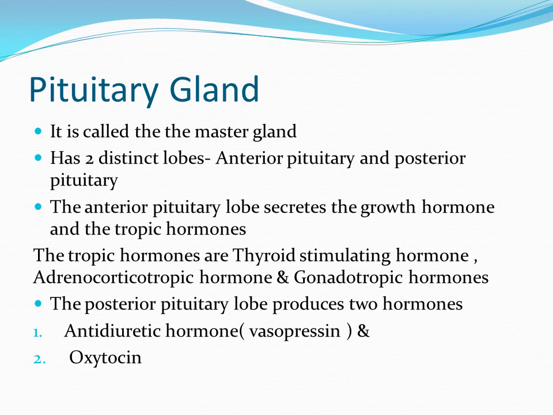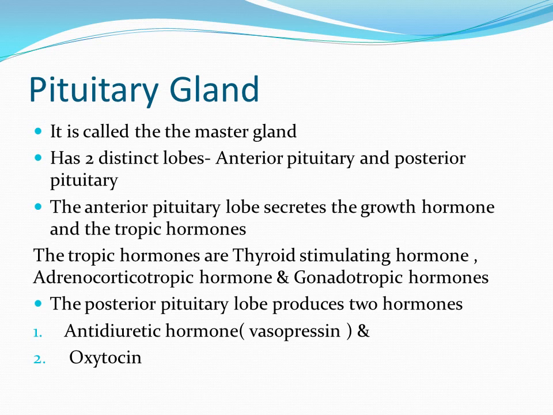Now the hormones secreted by the posterior pituitary are the antidiuretic hormone, ADH, which is also called vasopressin. This increases the reabsorption of water from the kidney tubules. A deficiency of ADH causes diabetes insipidus, which is called water diabetes. So the person urinates a lot frequently, loss of water occurs, and the person feels thirsty. The other hormone secreted by the posterior pituitary is oxytocin.